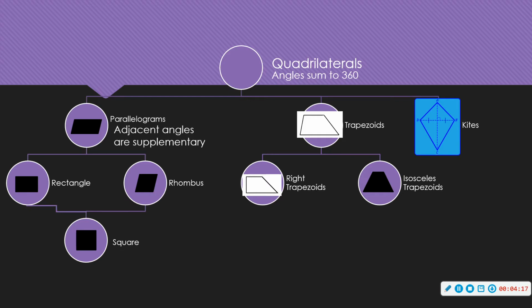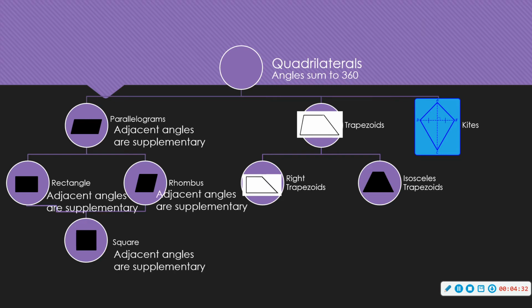Okay, back to these. So another fun fact about parallelograms is that adjacent angles are supplementary, which makes sense because we got parallel stuff, and when we have parallel lines, we have same side interior angles, which add up to equal 180. And so since rectangles, rhombus, and square are all parallelograms, they all have that as well. Now, right trapezoid, got nothing new for you there. But back to our isosceles trapezoid, because the legs are congruent, like the two non-parallel sides, that makes the base angles congruent, so like the two bottom ones and the two top ones are congruent.